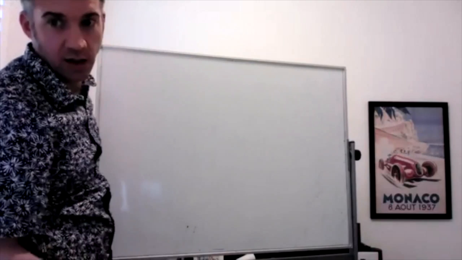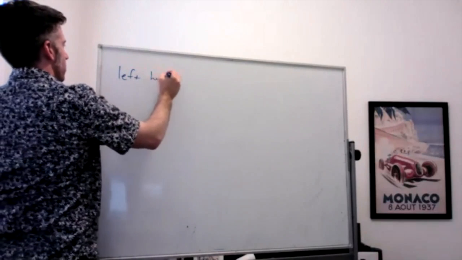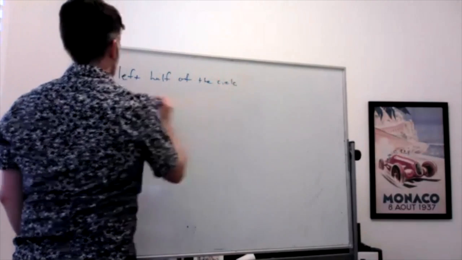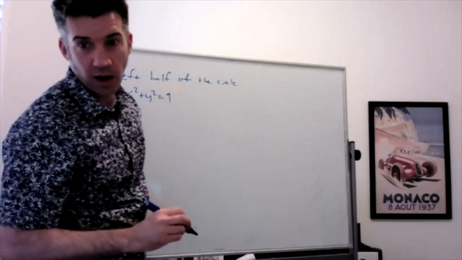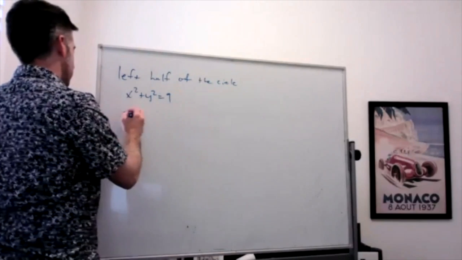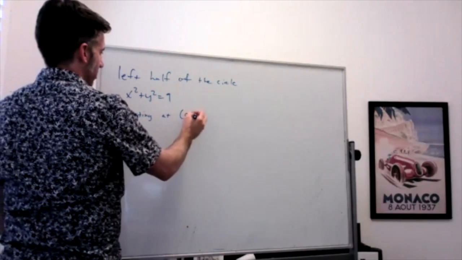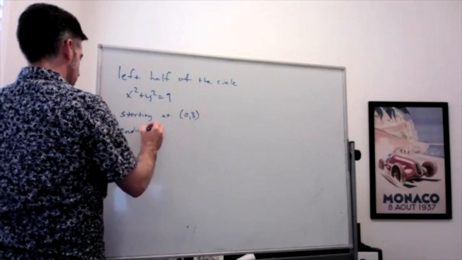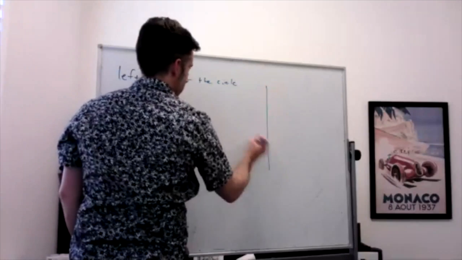So let's see here. How about the left half of the circle x squared plus y squared equal to 9, starting at the top of it, 0, 3, and ending at 0, negative 3. It's looking like this.